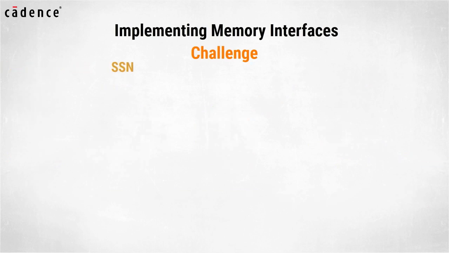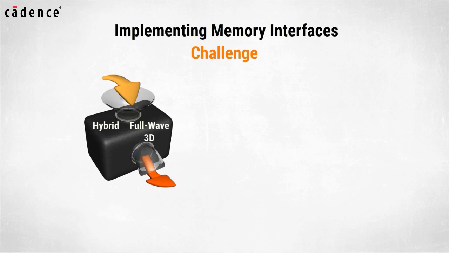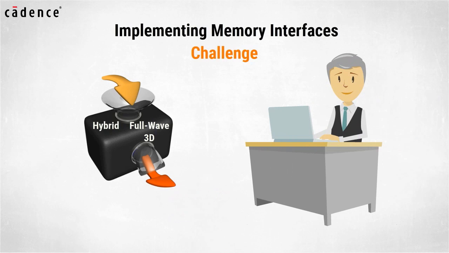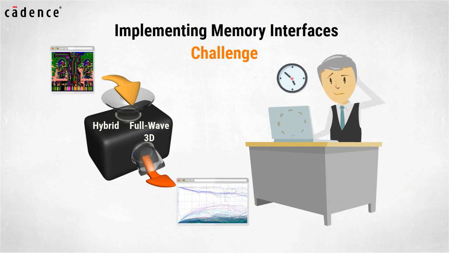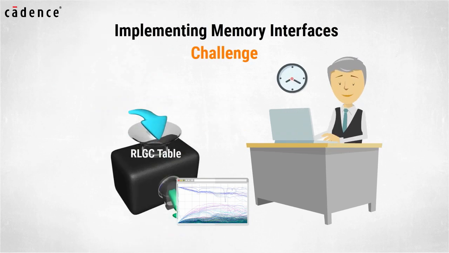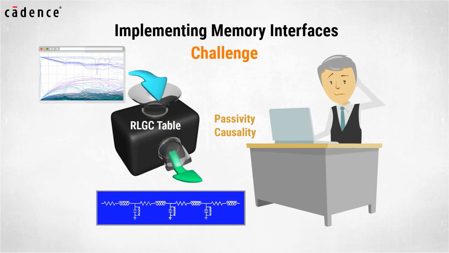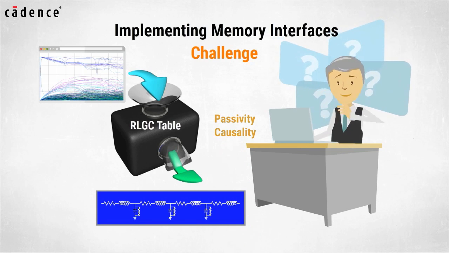To evaluate SSN, interconnect models must include signal, power, and ground structures, as well as the coupling between them. Hybrid or full-wave 3D field solvers are often used to extract S-parameter models for the parasitics of the PCB. Unfortunately, S-parameters for large DDR data buses may not simulate well in many circuit simulators, resulting in convergence or stability issues in the results. To help address this, a conversion process to a simpler broadband SPICE model can be performed. But this conversion often requires modification to the model for passivity and causality, which can leave the SI engineer wondering about the accuracy of their SSN simulation.